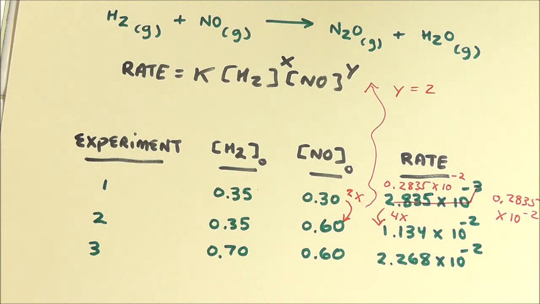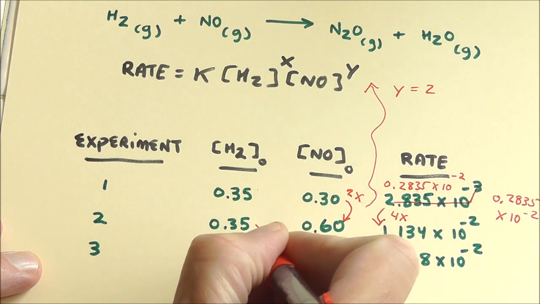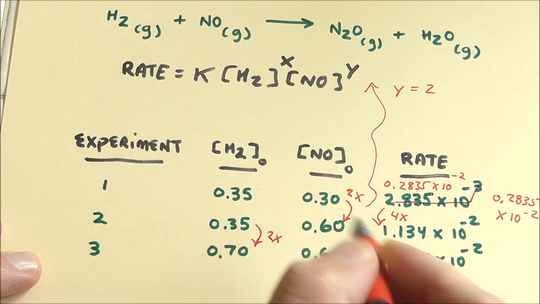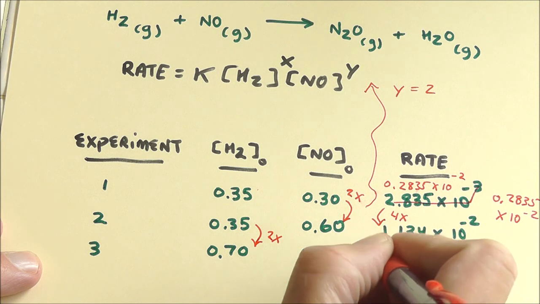Fair enough? And now we're done with that one. We can look at this here. That doubled. This is constant. What happened here? That doubled.